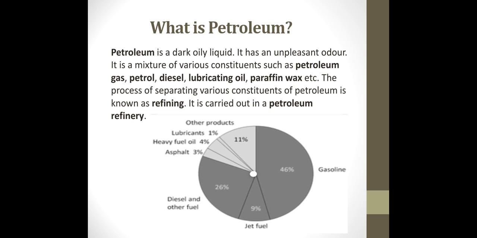Okay, students, now you can see the percentage of the constituents present in petroleum. Gasoline is present 46%. Jet fuel is present 9%. Diesel and other fuel is present 26%. Then lubricants are present only 1%. Heavy fuel oil is present only 4%. Asphalt is present 3%. And there are some other products, only 11%. So gasoline is present in a huge amount, 46%.